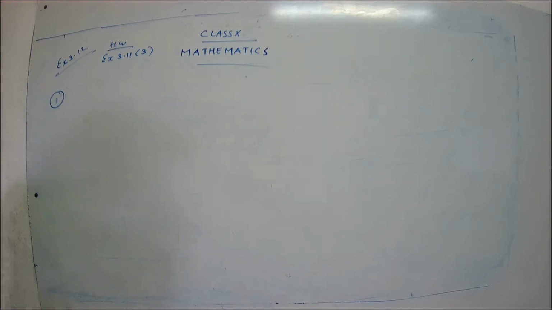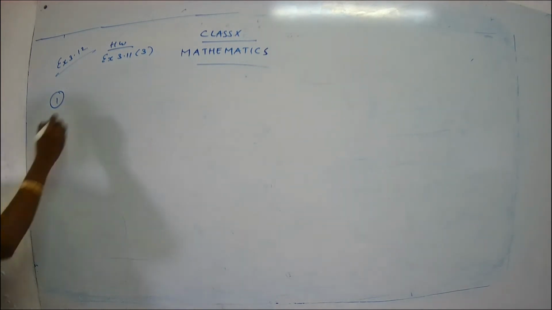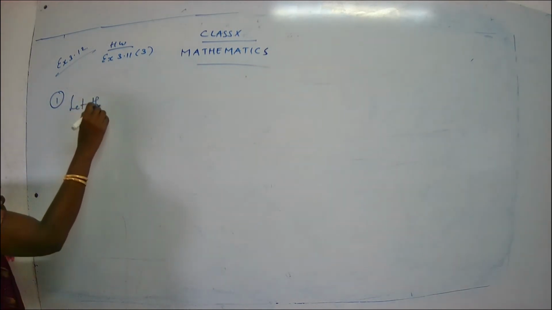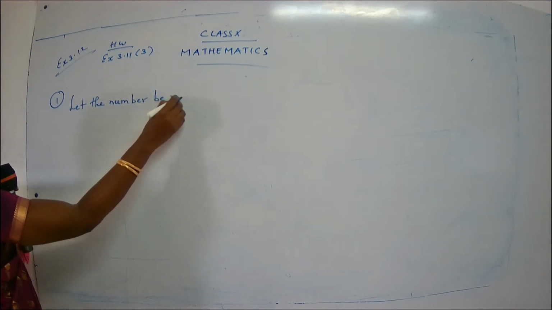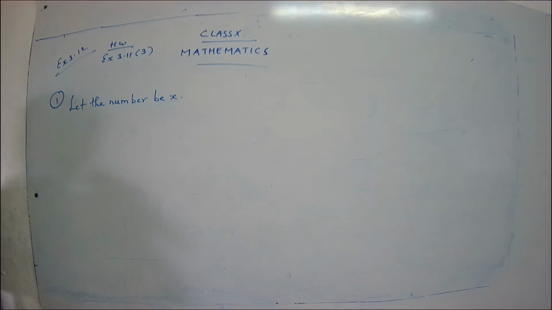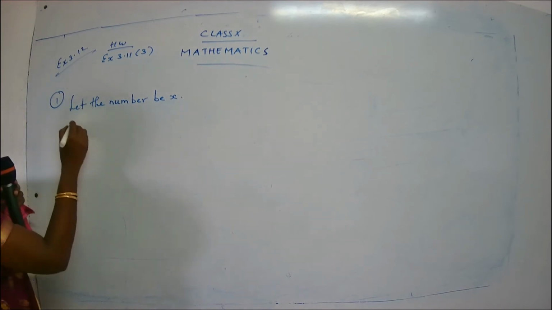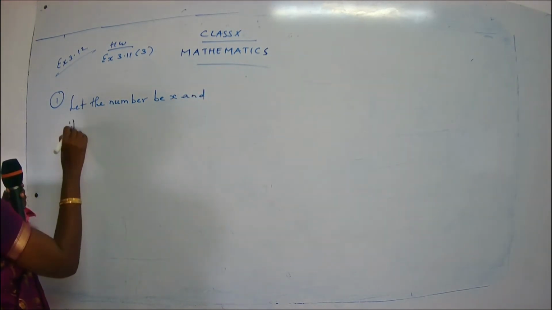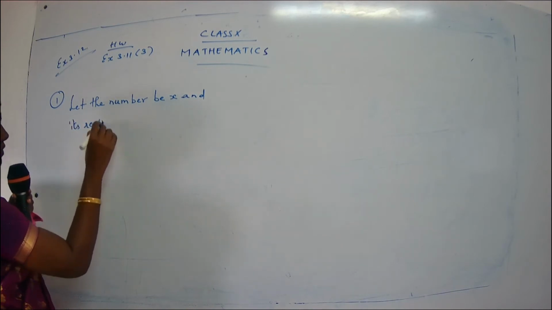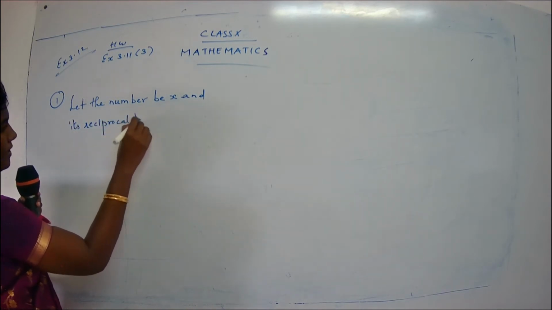So I'll take the number as x. Let the number be x. So I'm going to find out the number x. Now what will be the reciprocal of this number? Yes, the reciprocal will be 1 upon x. Let the number be x and its reciprocal be 1 upon x.